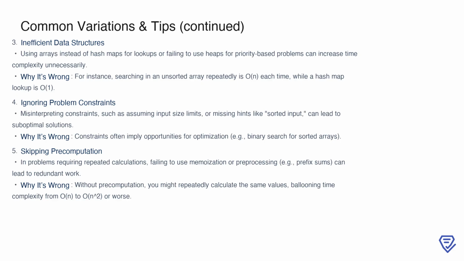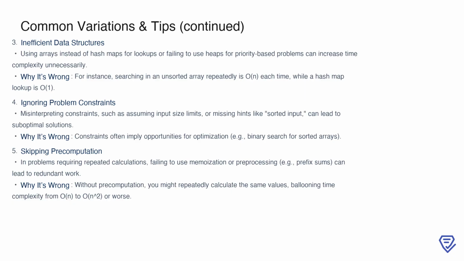For example, relying on an unsorted array for repeated lookups can result in O(n) complexity for each search, whereas a hash map would reduce this to O(1). Choosing the right data structure can significantly improve performance. Similarly, failing to consider problem constraints can lead to missed optimization opportunities. For instance, if the input is sorted, you might optimize your approach using binary search instead of a linear scan. Constraints often provide valuable hints about how you can streamline your solution.